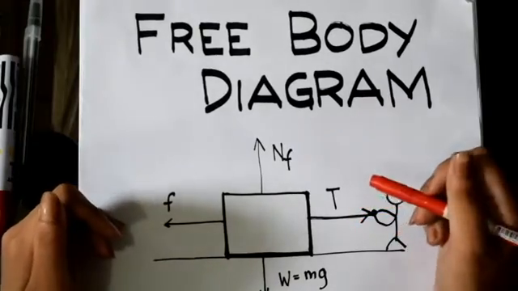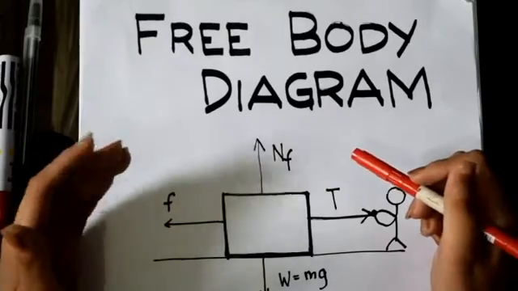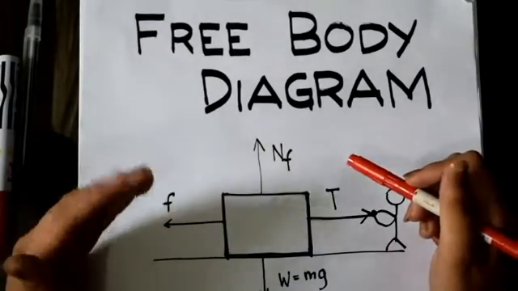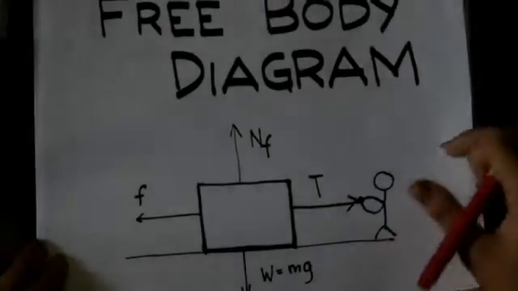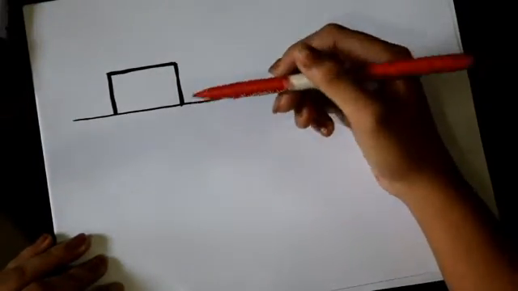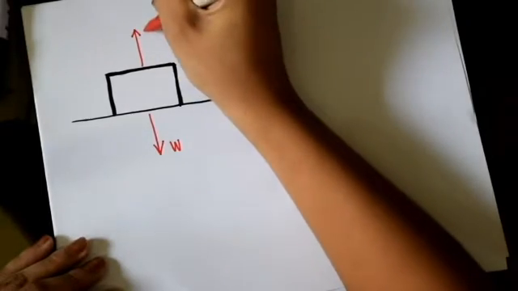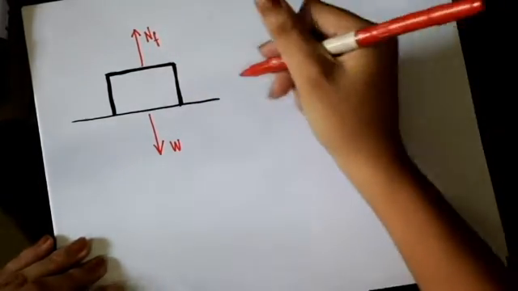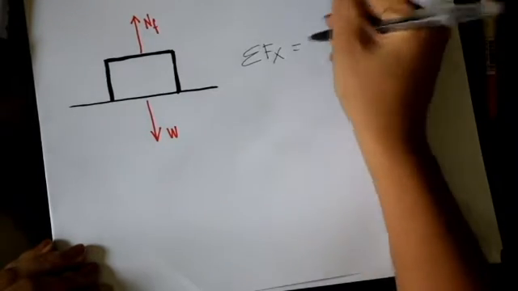So now, here we go. A free body diagram is a graphical illustration used to show the relative magnitude and direction of all forces acting upon an object in a given situation. For example, an object is placed on a horizontal surface, and the forces acting on it are the weight, which is directly downward, and the normal force, which is perpendicular to the horizontal surface. Since there are no forces acting horizontally, the summation of Fx is equal to 0.